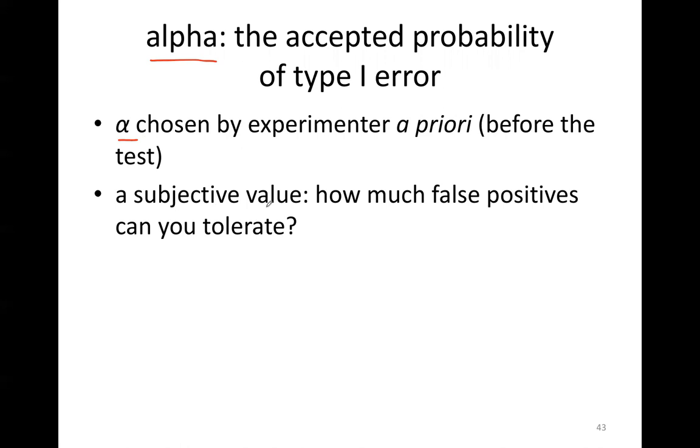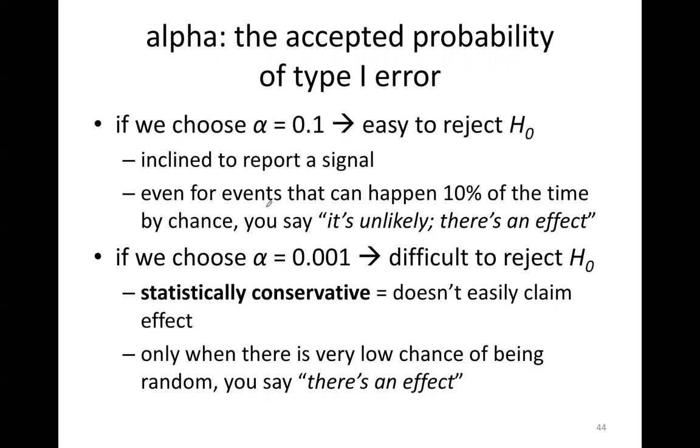And it's a subjective value. Yeah, it will depend on the condition. So in different circumstances, we can be more, let's say, liberal, more relaxed, and choose a high alpha. Then it would be easy to reject the null hypothesis, but that would also mean we would be reporting many false positives, right? We'd be inclined to report a signal even if something can happen randomly 10% of the time, you would say there's an effect. So that's a statistically liberal or relaxed approach.